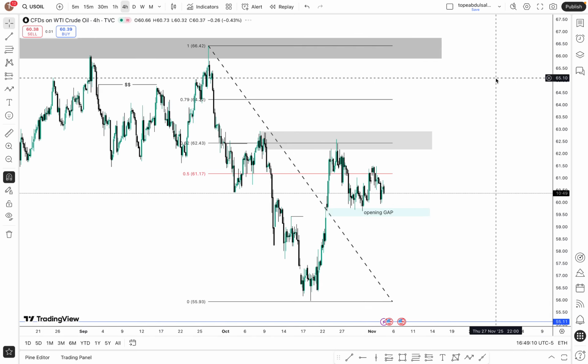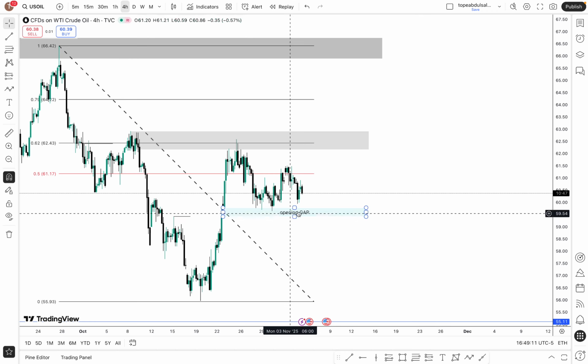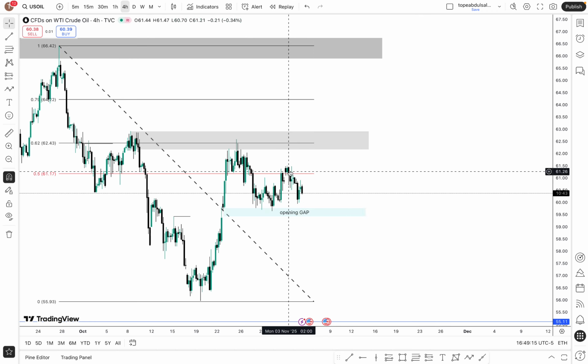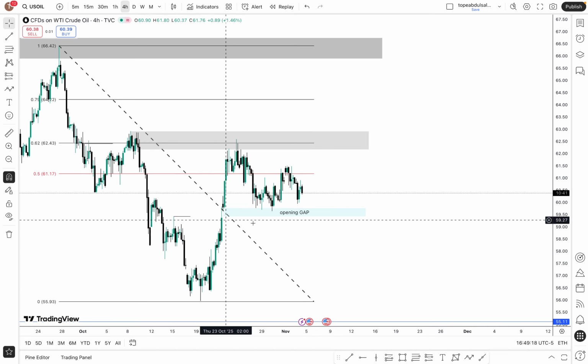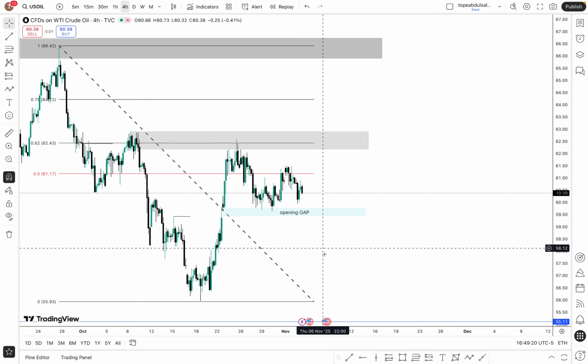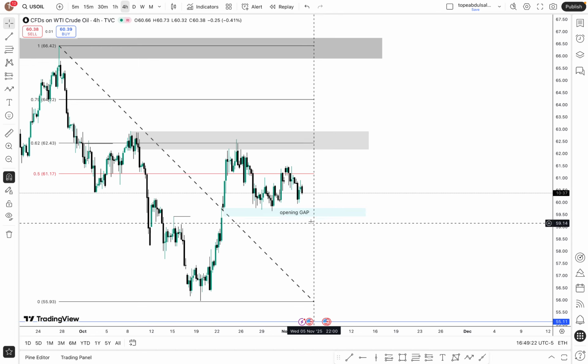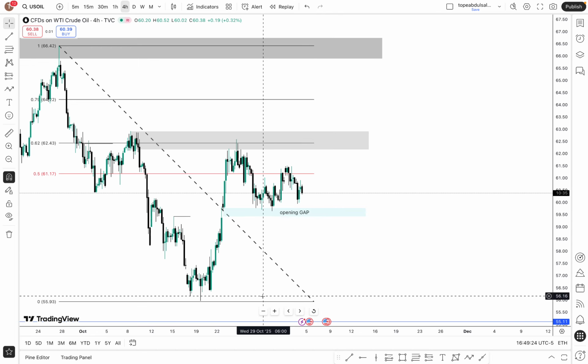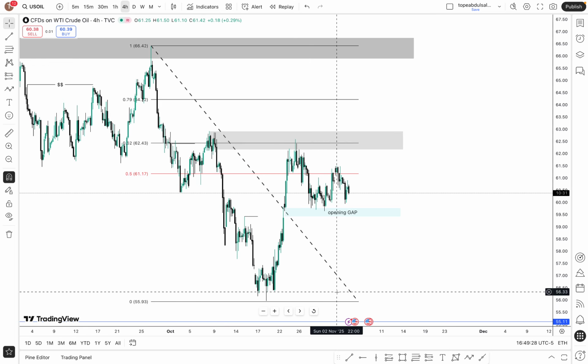On crude oil, I'm still waiting for price to come and break this resistance right here. The price is bearish, so I'm still waiting for price to come and break this opening gap, so I can just start selling from here, and my target will be here. So that's what I'm looking for, and that's what I'll be doing on the markets this week.